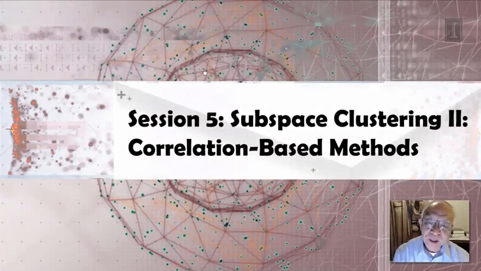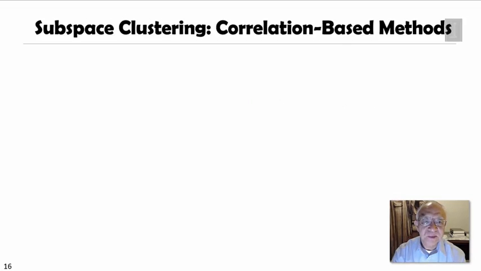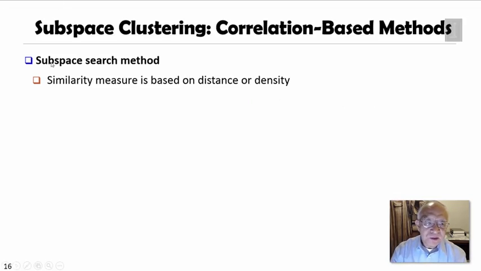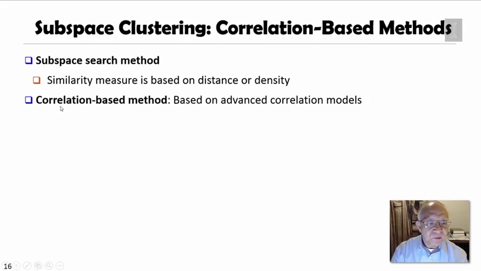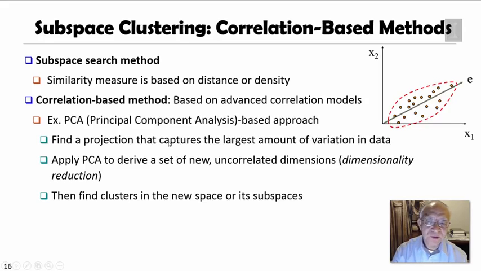In this session, we're going to introduce the second kind of subspace clustering methods, called correlation-based methods. Essentially, for subspace clustering methods, the similarity measure can be based on distance or density. But for correlation-based methods, it is essentially based on advanced correlation models, for example, PCA, or principal component analysis.